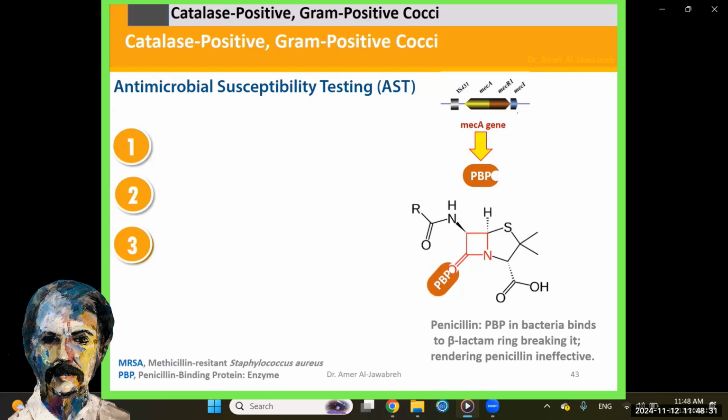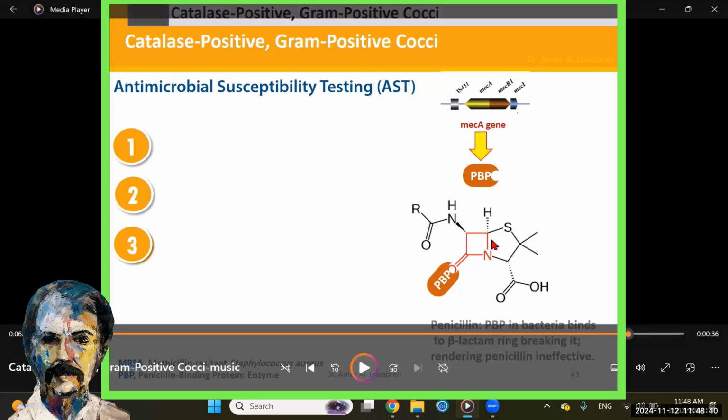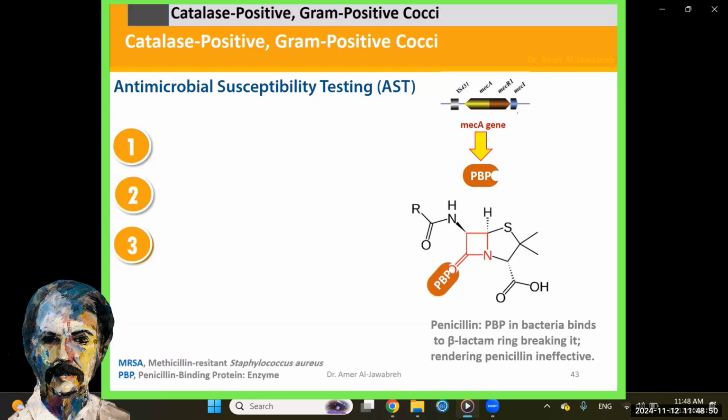That's why we call this the product of the MIC-A gene, which produces this protein. And look what this protein makes. This is penicillin, and you have the red square in the middle here, which we call the beta-lactam ring. And the PBP breaks this red square. And when this is broken, the penicillin becomes 2 pieces, and it becomes ineffective, not effective. And then the treatment will fail.